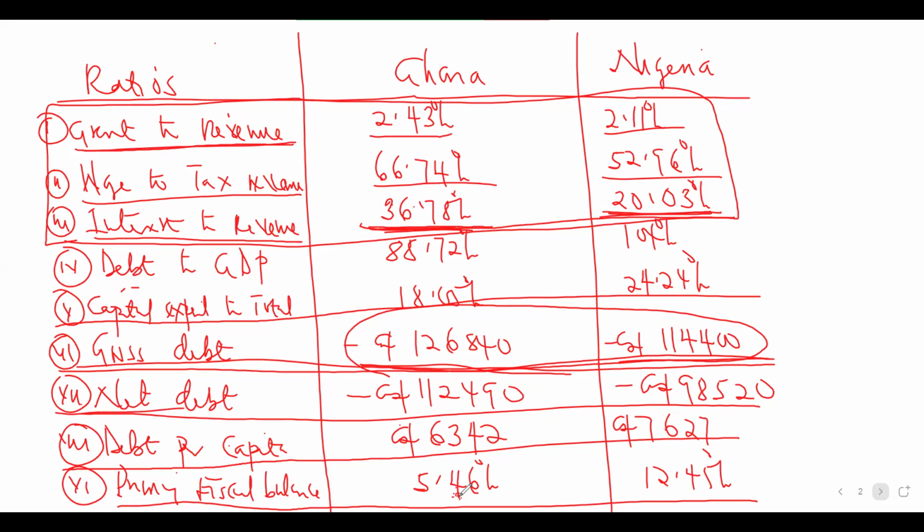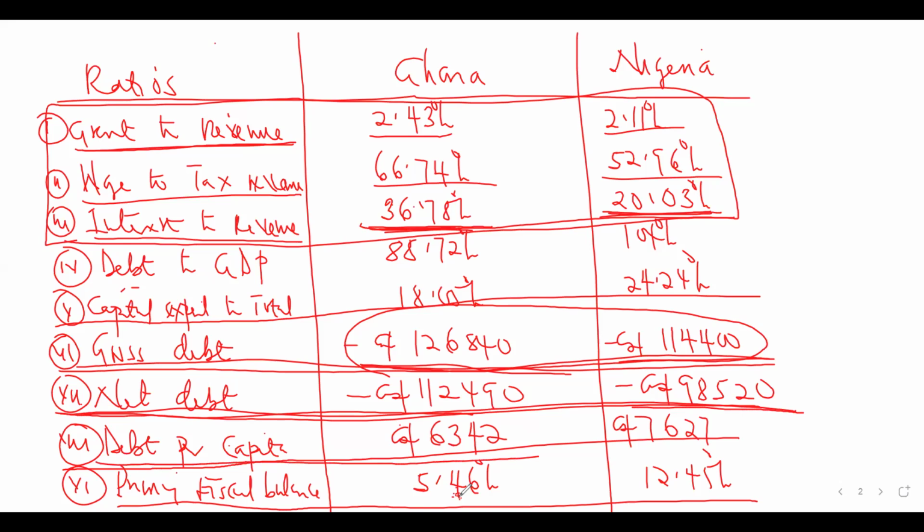If you come to the net debt, what is happening here? If you want to use our ready-made cash, our cash that can be converted, to settle our debt, Ghana will settle and still have 124. Okay, 112,490, and Nigeria will be having 98,520. Still, Nigeria is having a net debt percentage better than Ghana.